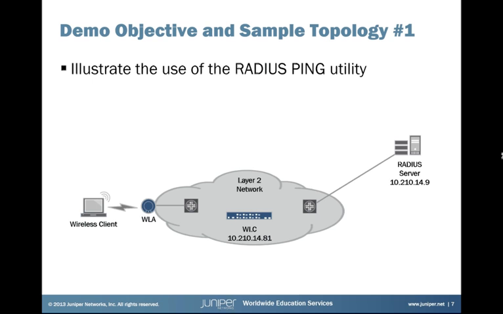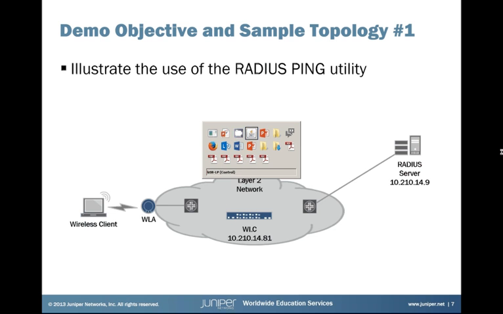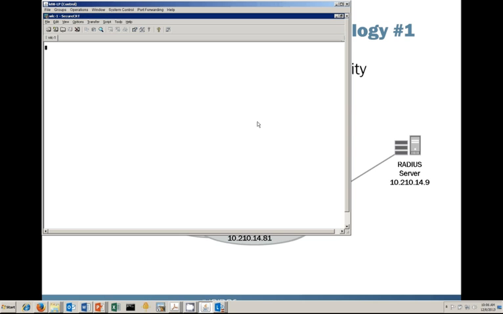This is a utility run from the controller that allows you to verify authentication, communication between the controller, which is a Radius client, and the Radius server itself, as well as verifying some authentication for a user. So here we have the basic structure. The Radius server in our example is 10.2.10.14.9. It's on the same subnet as the controller, and our controller is WLC1 in this example.